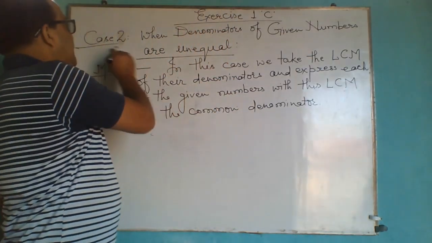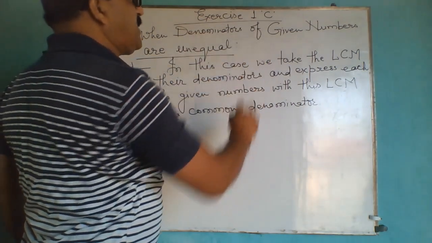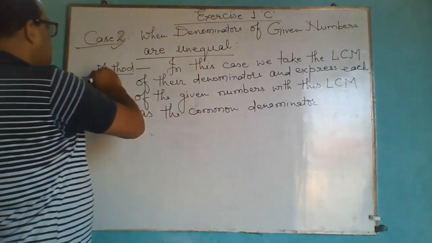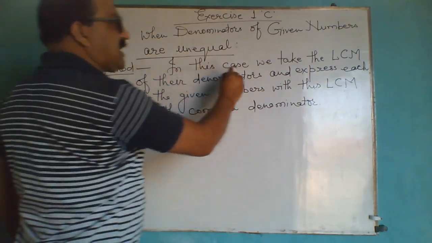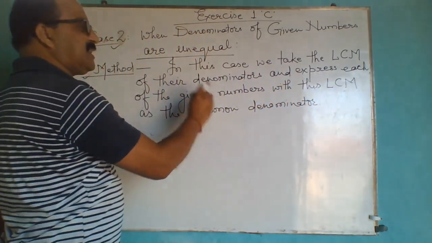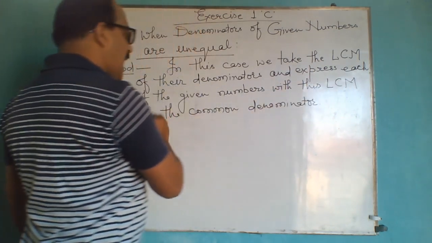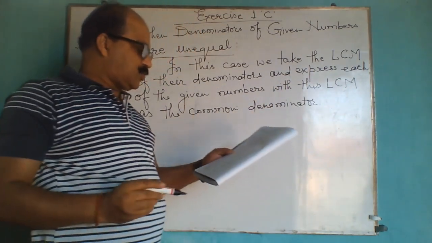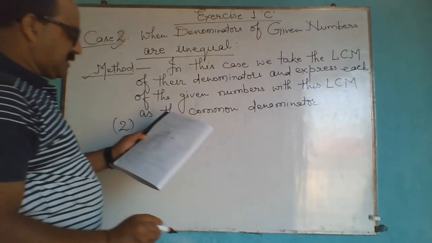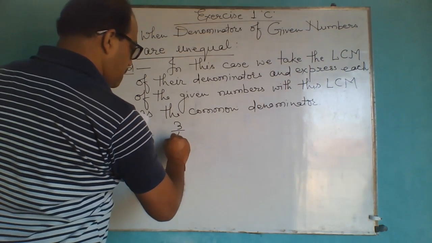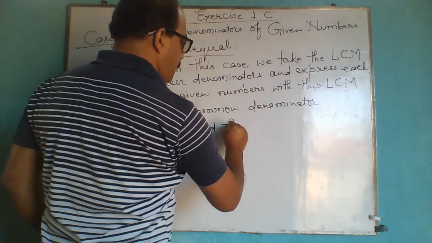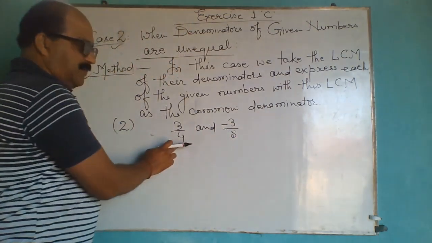Case 2 shows when the denominators of the given numbers are unequal, like your question number 2. The method for this pattern: in this case, we take the LCM of their denominators and express each of the given numbers with this LCM as the common denominator. Question number 2: add the following rational numbers 3 by 4 and minus 3 by 5.